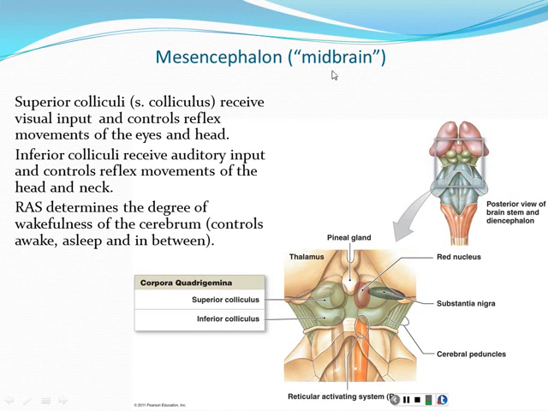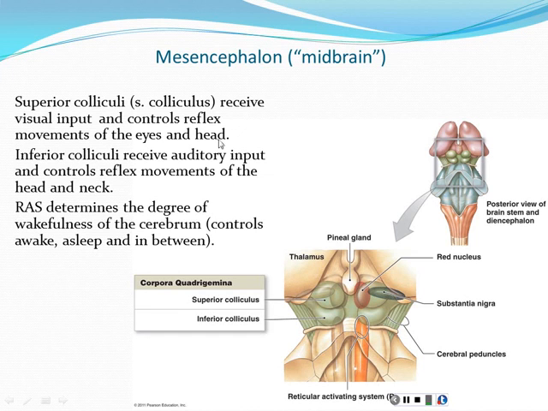Okay, so going back to the brainstem, the next one up is the mesencephalon. This is called the midbrain, called that because it's sort of in the middle. It's between the diencephalon, which is at the top, and the pons at the bottom. The most striking feature of the midbrain are these four semi-spherical nodules that stick out towards the back. Those are called colliculi.